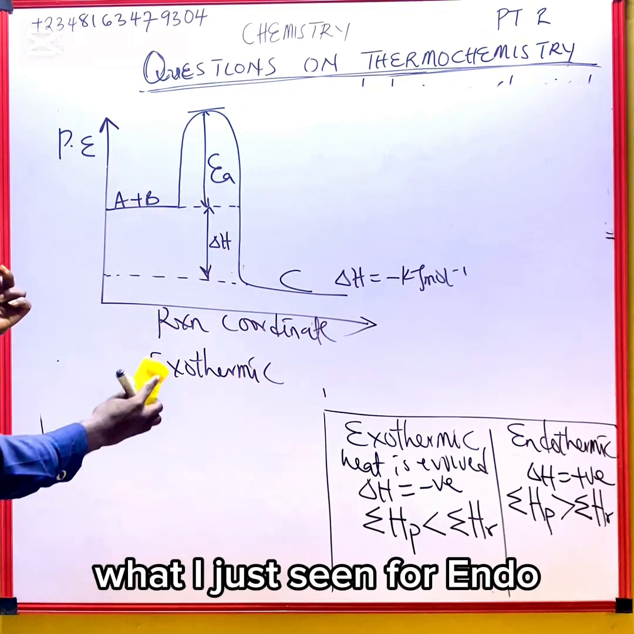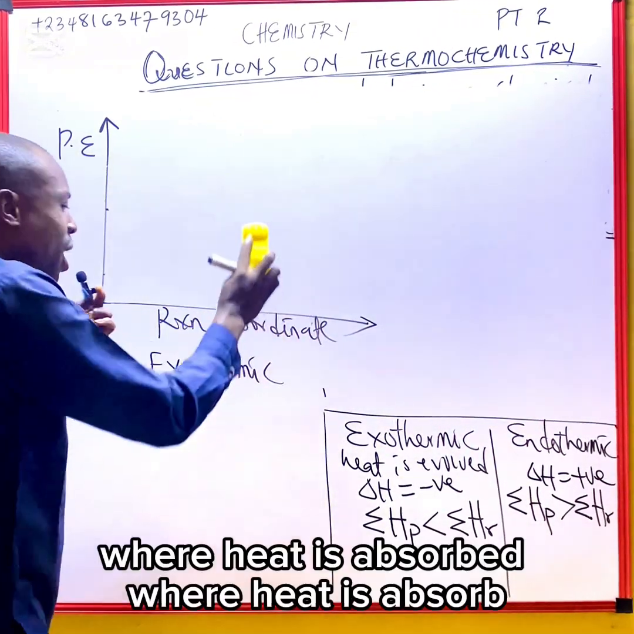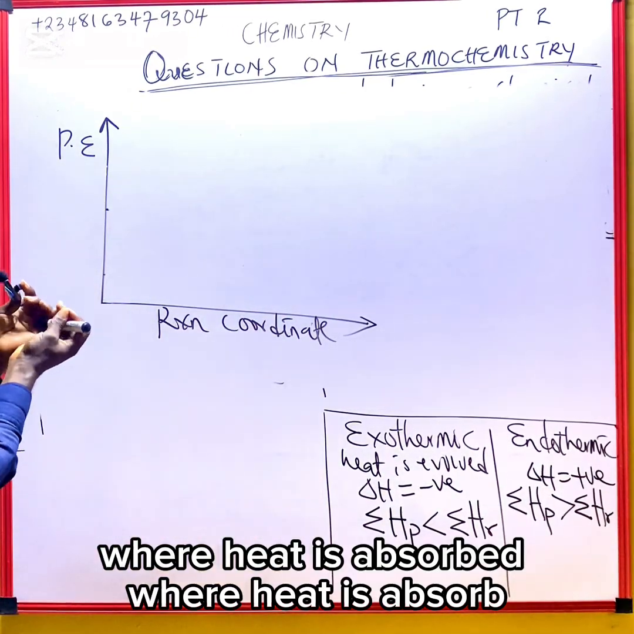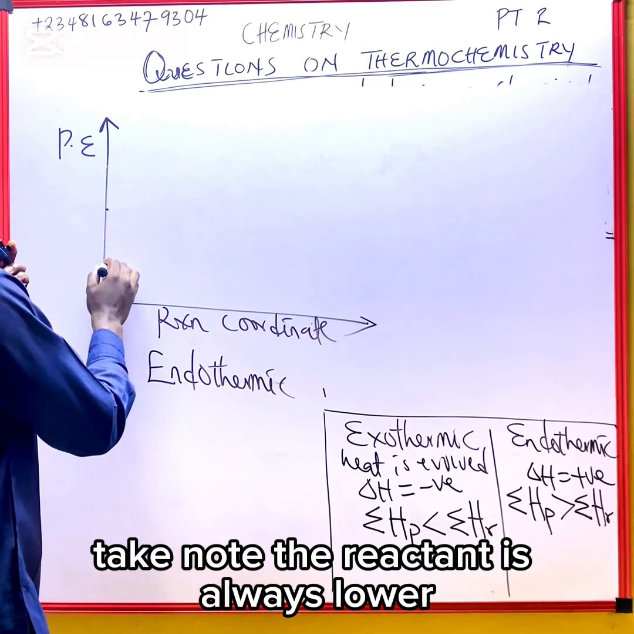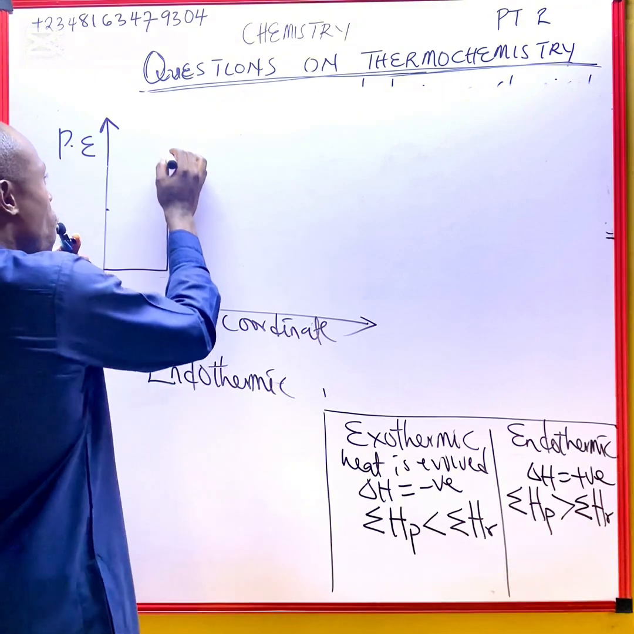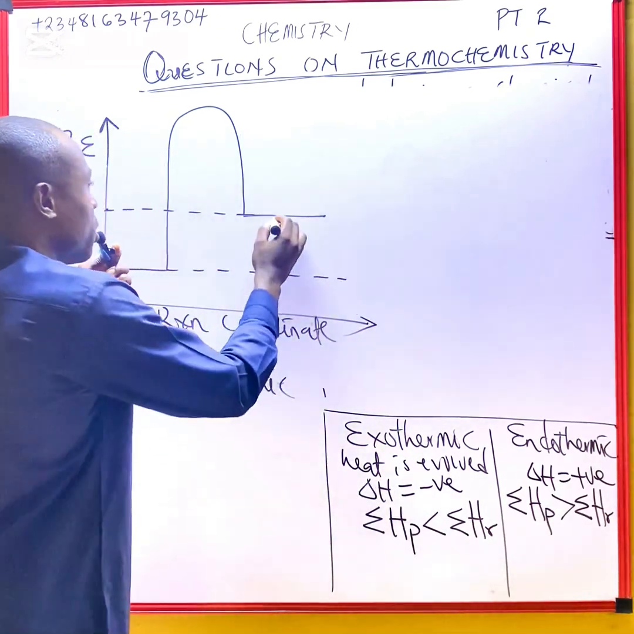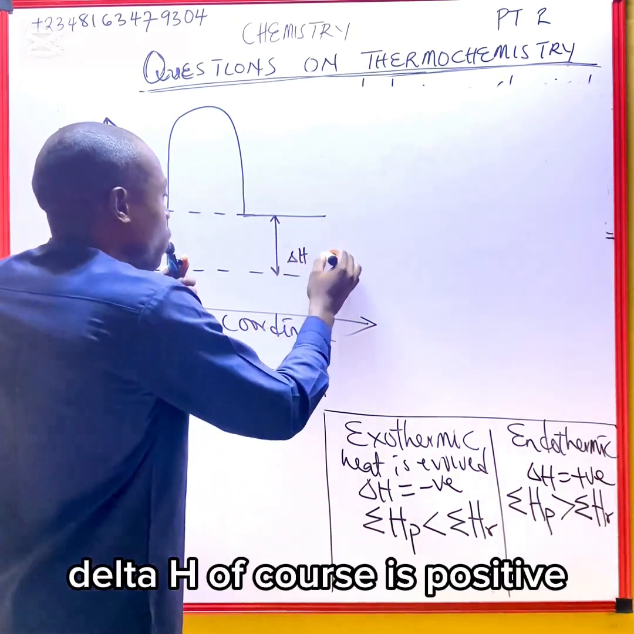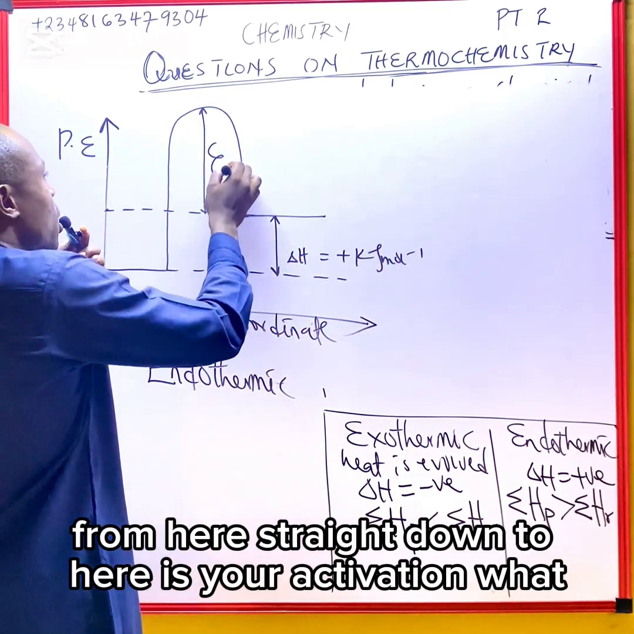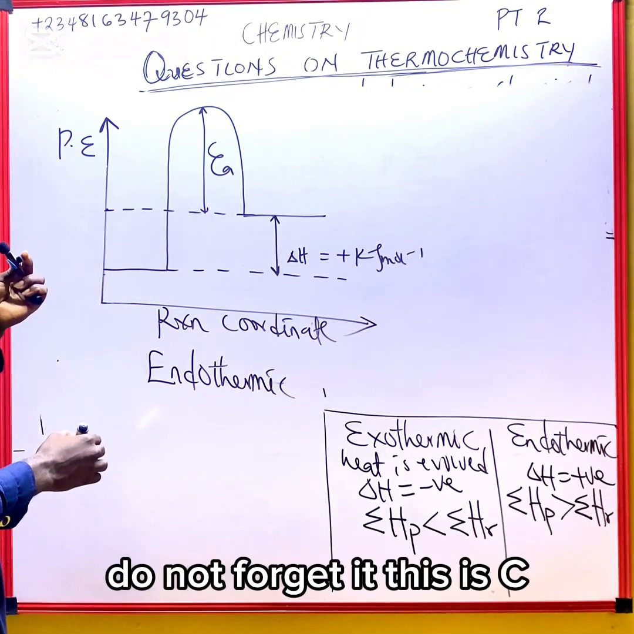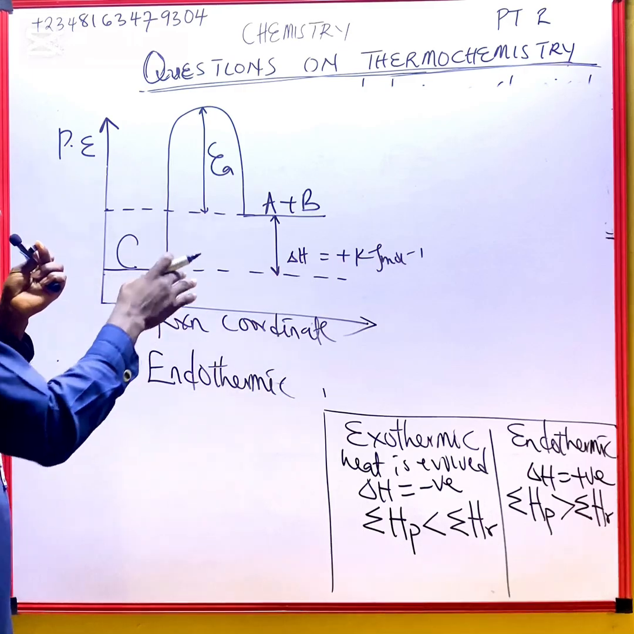Now look at it. What I just did, same for endo. Now, in the case of endothermic, where heat is absorbed, take note, the reactant is always lower while the product is higher. So it becomes like this. From here to here, delta H, of course, is positive, kilojoule per mole. Right from here straight down to here, it's your activation what now? Energy. Do not forget it. This is C. This is A plus B. Remember, the composition reaction in the case of endothermic reaction.